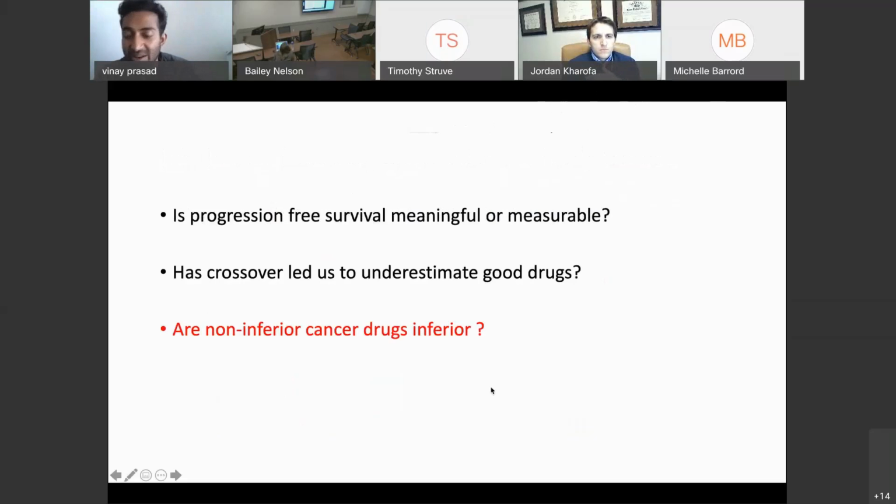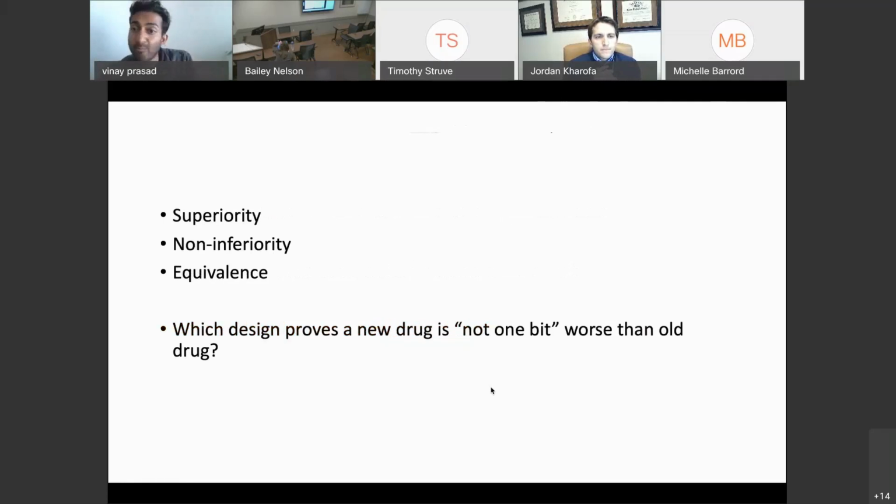Okay, let's talk about non-inferiority. Then I think we will be done. There are 3 types of study design roughly in cancer medicine when you run a study. There's superiority, there's non-inferiority, and there's equivalence. Superiority asks, is this experimental arm better than the control arm? Non-inferiority asks, is the experimental arm no worse than the margin than the control arm? And equivalence asks, is the experimental arm no worse than the margin, but the margin is very, very tight?